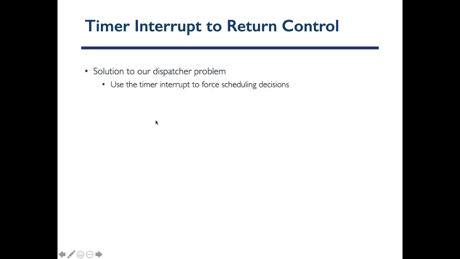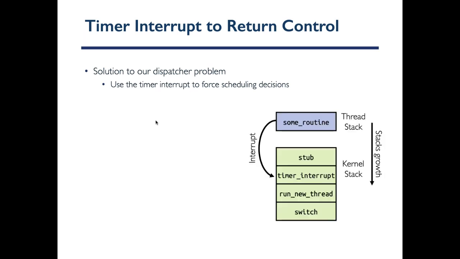Back to the problem that we mentioned: if you don't have a well-behaved thread that yields the processor, we talked about the solution, which would be the timer interrupt that would expire, and then the scheduler will decide what to run.